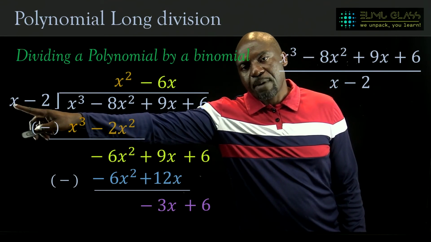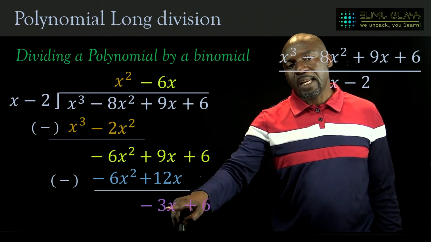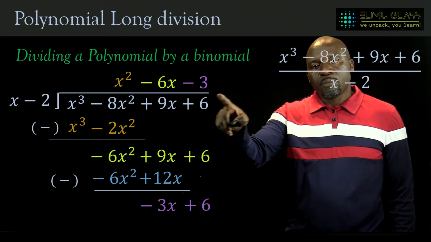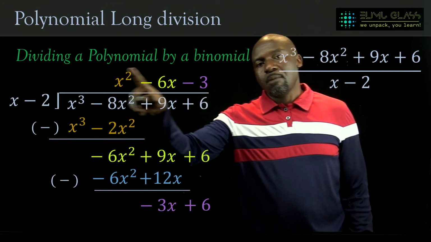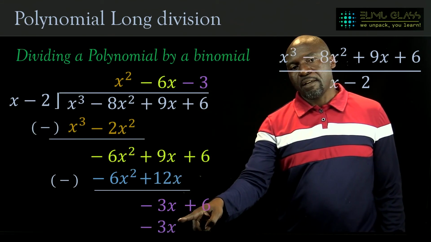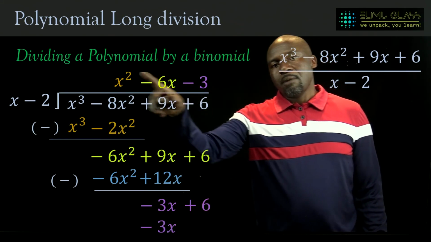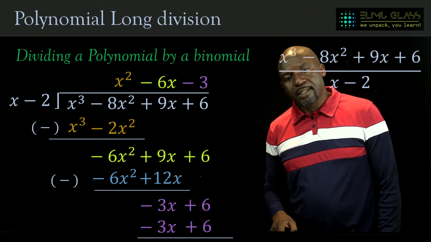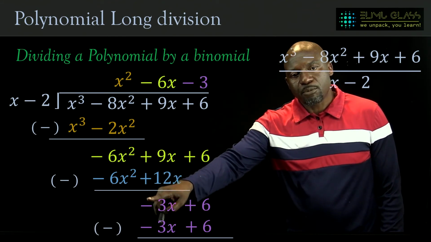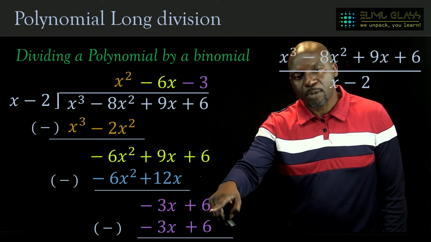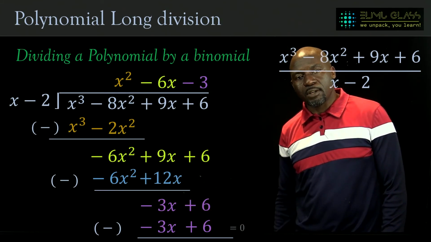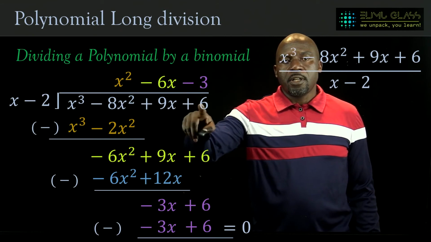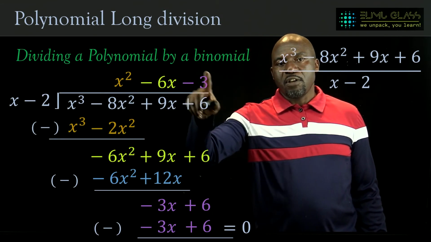What do I multiply by x to get me negative 3x? Well, I need negative 3, so I put negative 3 up there, and then multiply back. So negative 3 multiplied by x is negative 3x, and negative 3 multiplied by negative 6 is positive 6. Draw a line and subtract, just like before. Negative 3x minus negative 3x is 0, and 6 minus 6 is 0, so there is no remainder, and therefore this expression divided by that is just going to give me this expression here.